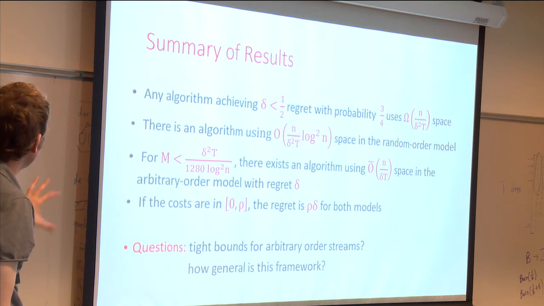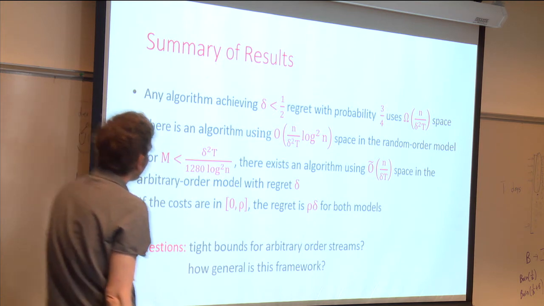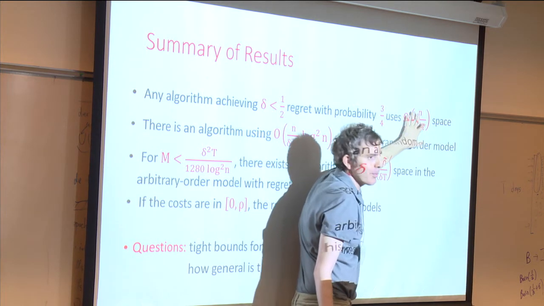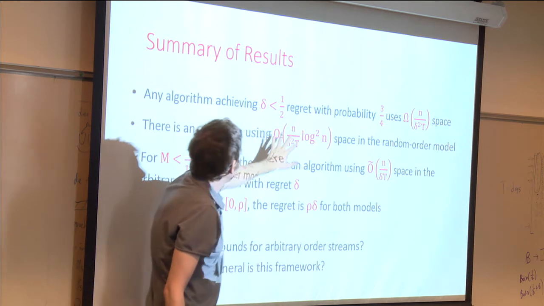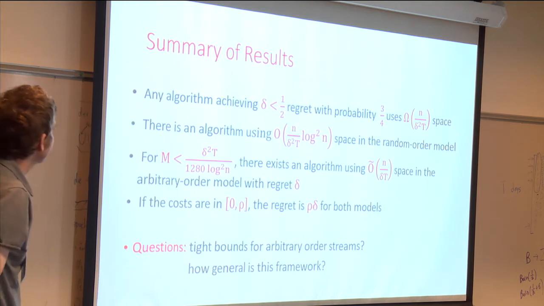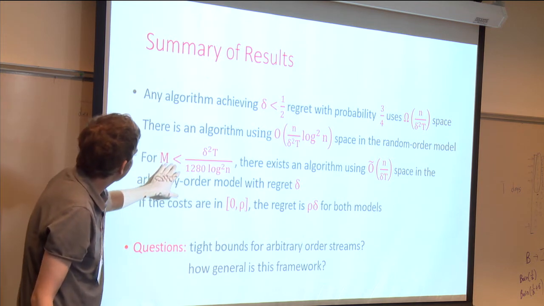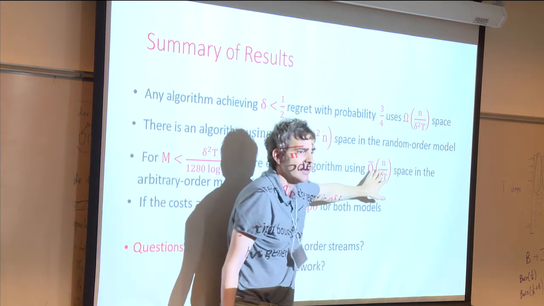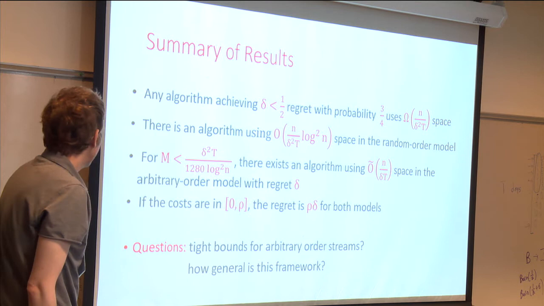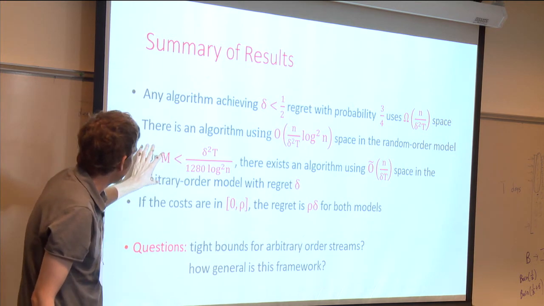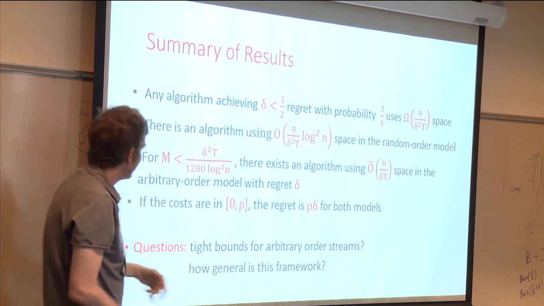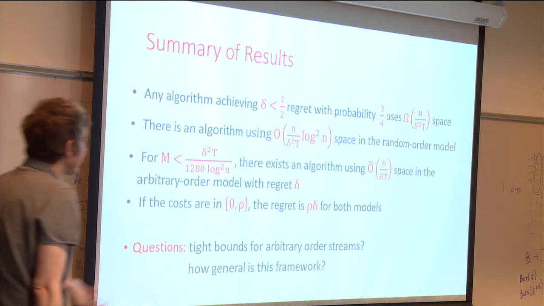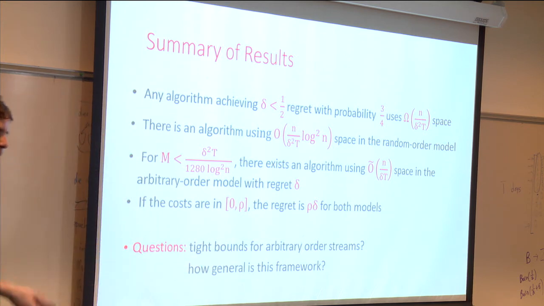Just to conclude, to summarize, we showed this n over delta squared t lower bound. It's a trade-off between regret and memory. We showed a matching upper bound in the random order model up to log factors. For the arbitrary order model, if the number of mistakes of the best expert is not too large, then you can get sublinear memory. A natural question is whether there are similar bounds for arbitrary order streams. Also, the ideas behind multiplicative weights are used for many other tasks. How general is this framework? Can you get streaming algorithms for other problems in optimization?